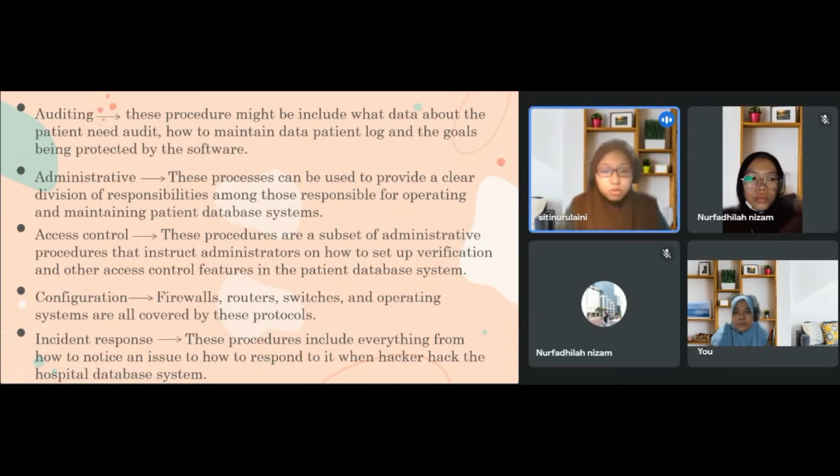Firstly, configuration. Firewalls, routers, switches, and operating system are all controlled by the protocol.